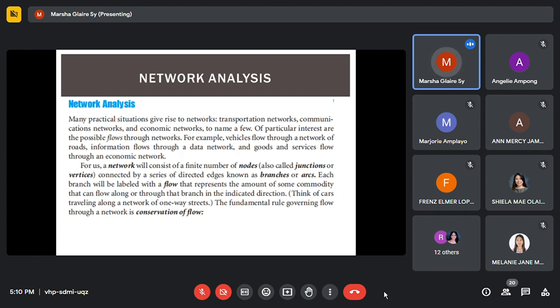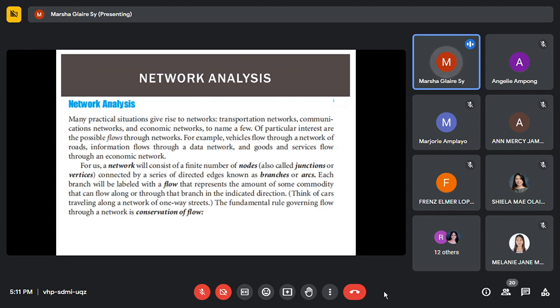Alright, so we have here the last application, which is the network analysis. Ani sa network analysis, medyo naglibog pa gamay. So we have here, there are many practical situations that give rise to networks such as transportation, communications, economics, etc. For us, a network will consist of a finite number of nodes, also called junctions or vertices, connected by a series of directed edges known as branches or arcs.